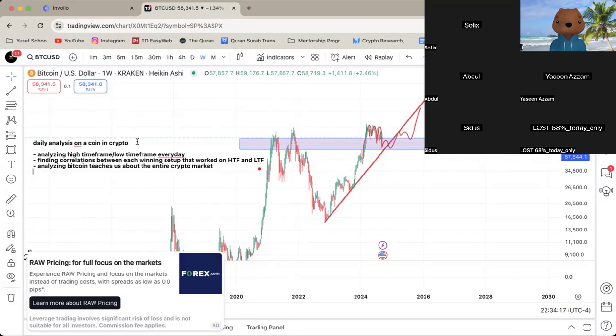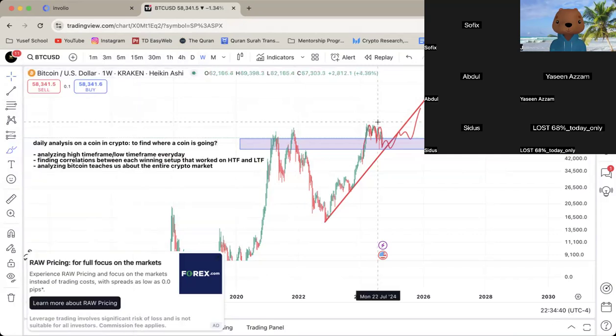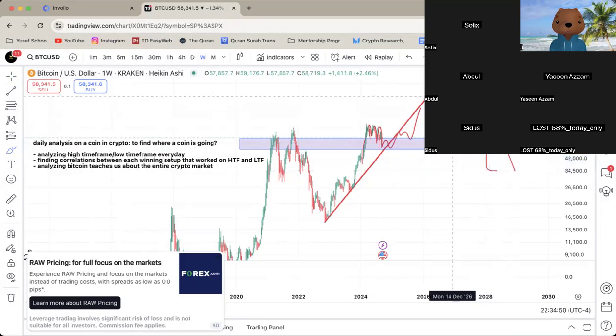So to find where a coin is going, this is what we do. We analyze high time frame and low time frame every day. We find correlations between each winning setup that worked on high time frame and low time frame. So, for example, we saw on the other chart earlier that there was a double top that had a little bit of relief, and then it completely formed the same amount of volume from the double top. So that was a winning setup.